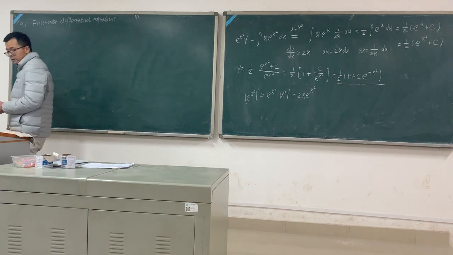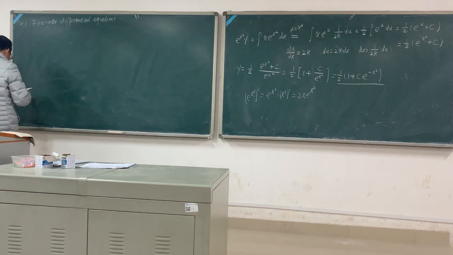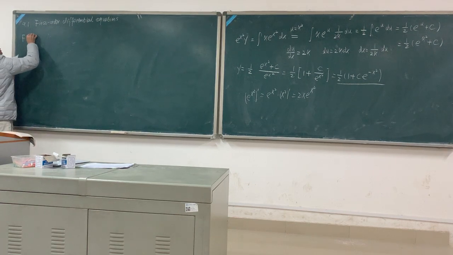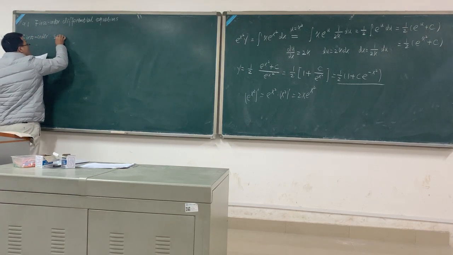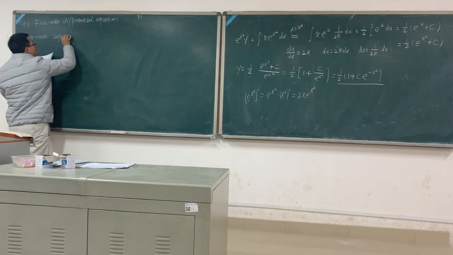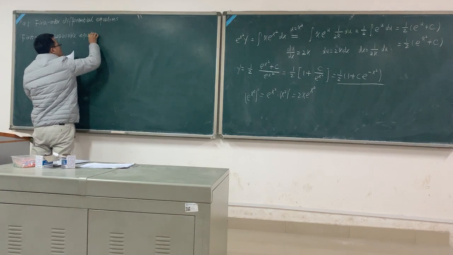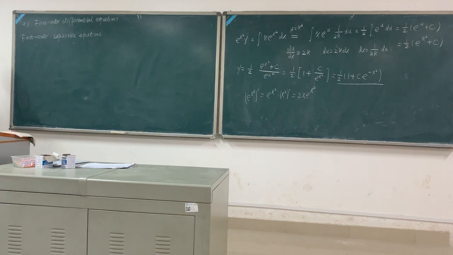The second kind actually means the first order separable equations. The first order separable equations. So a separable equation actually is in this form.